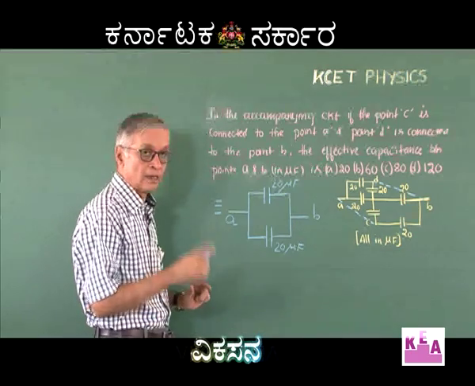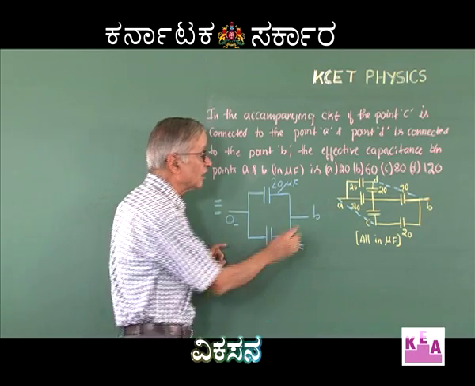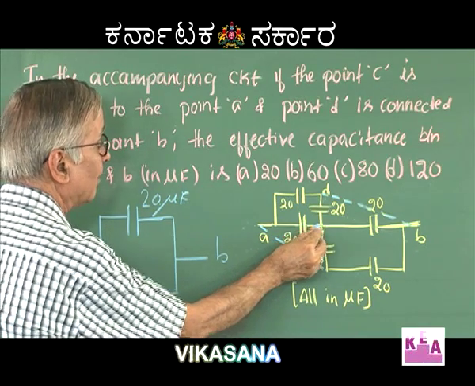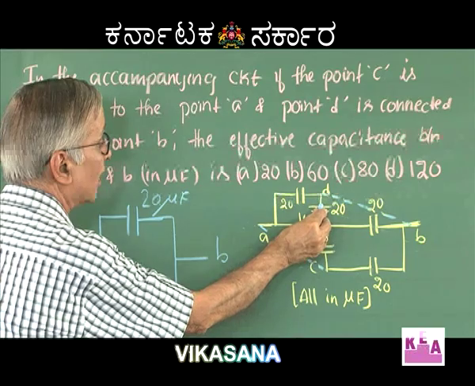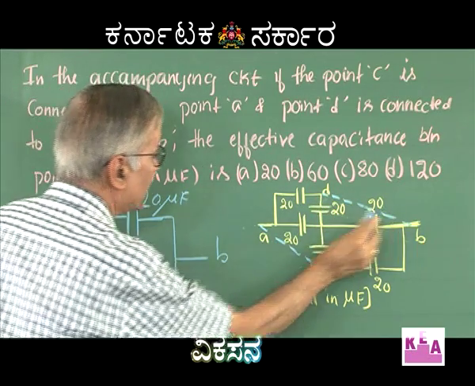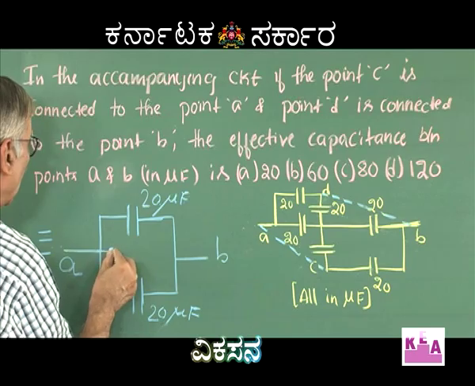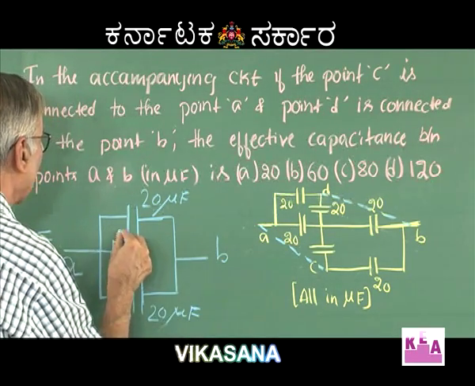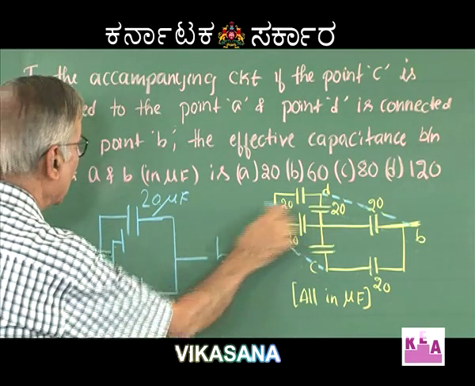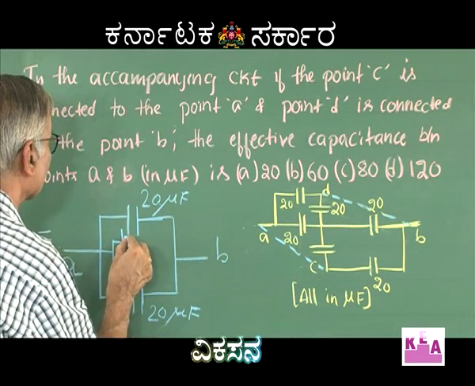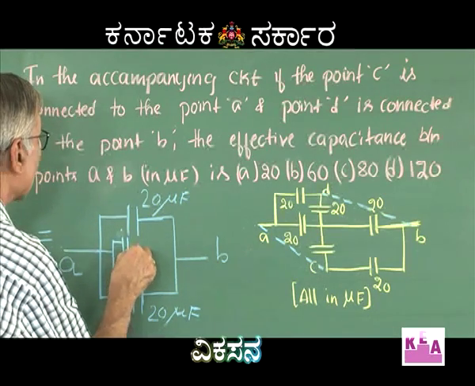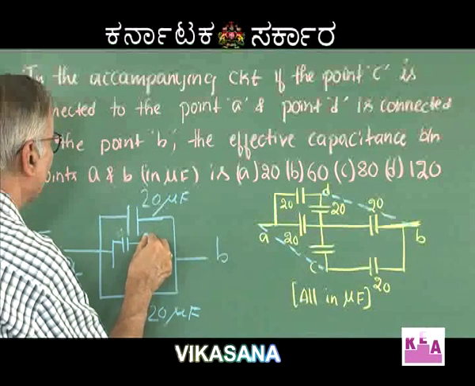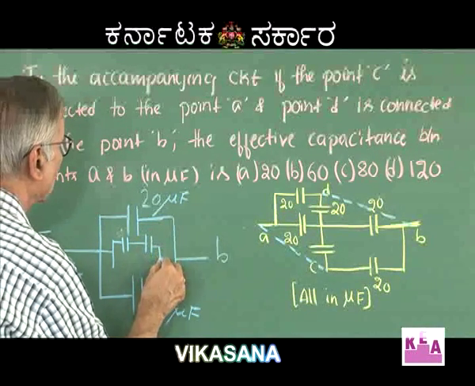Now let us see. I request you to please note it. A is connected to the first plate of this, second plate is connected to another condenser, another plate of the condenser is connected to B. Therefore, you can notice that A is connected to the first plate, second plate is connected to another condenser, another plate is connected to B.